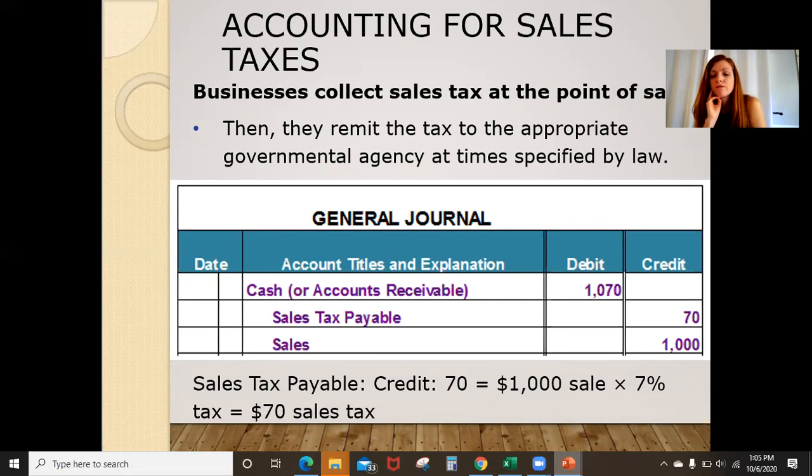So for the sales tax, we had a $1,000 sale and there was 7% sales tax due. So the cash, or accounts receivable, that would have been $1,000. They also owed us $70 in sales tax. So they now owe us $1,070. All of that is not going to be revenue. $70 of it is sales tax payable because we're going to have to pay the government that $70. And then the other $1,000 is the sales revenue.